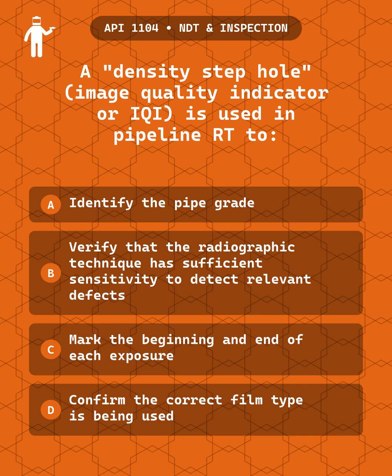Question 5. A density step hole image quality indicator is used in pipeline RT to A, identify the pipe grade, B, verify the radiographic technique has sufficient sensitivity to detect relevant defects, C, mark the beginning and end of each exposure, or D, confirm the correct film type is being used.